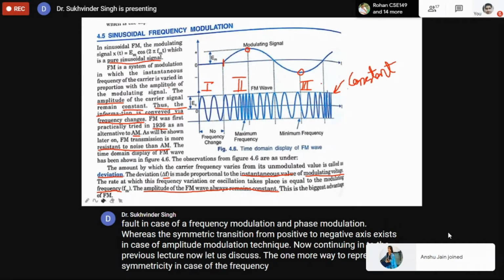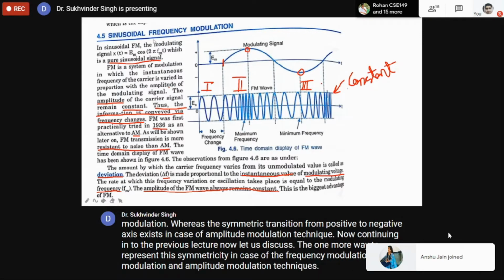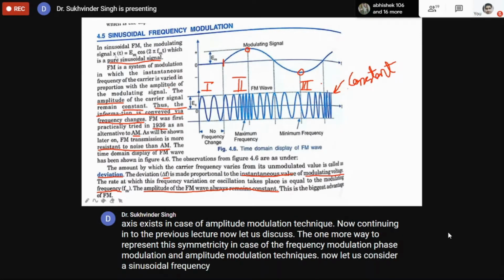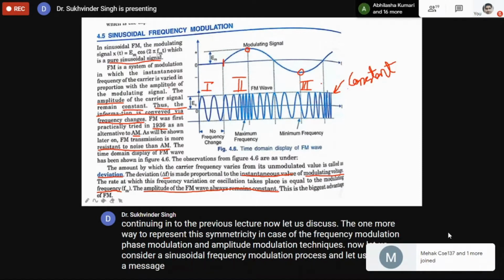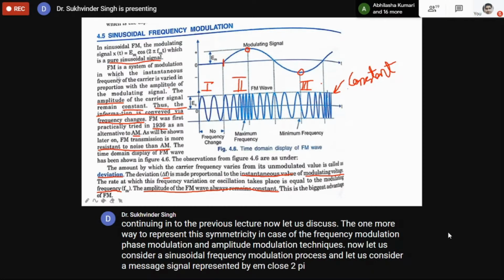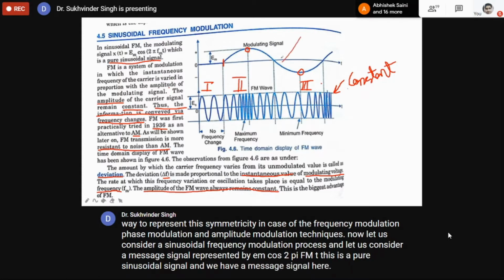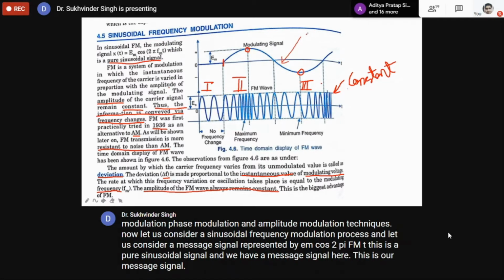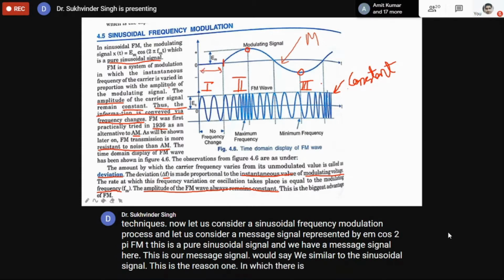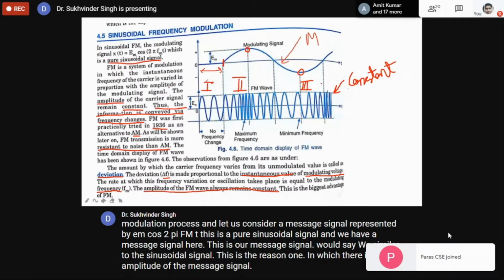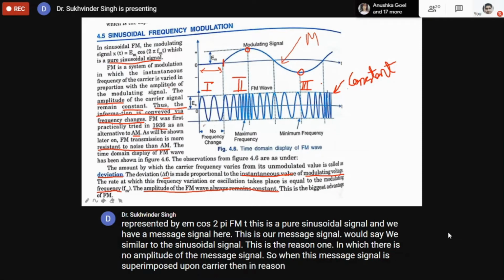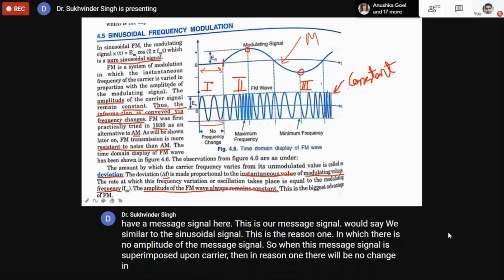Now let us consider a sinusoidal frequency modulation process, and let us consider a message signal represented by Em cos 2 pi fm t. This is a pure sinusoidal signal, and this is our message signal, whose shape is similar to a sinusoid. This is region 1, in which there is no amplitude of the message signal. So when this message signal is superimposed upon the carrier, in region 1 there will be no change in the frequency of the carrier.